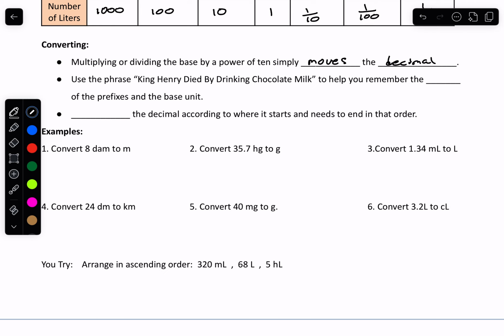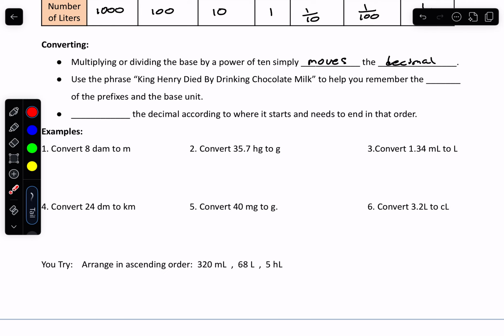So now we want to be able to easily remember these prefixes. So luckily, there's a nice easy phrase. King Henry died by drinking chocolate milk, where we can see by in the middle has a B as its first letter. That is the base unit. On each side of the base unit, we have 3 words. So on the left, we have K, H, and D, which stand for kilo, hecto, and deca. And on the right side, we have D, C, and M, which are going to stand for deci, centi, and milli. So if you can remember King Henry died by drinking chocolate milk, then you'll be able to remember the order that the prefixes go in.